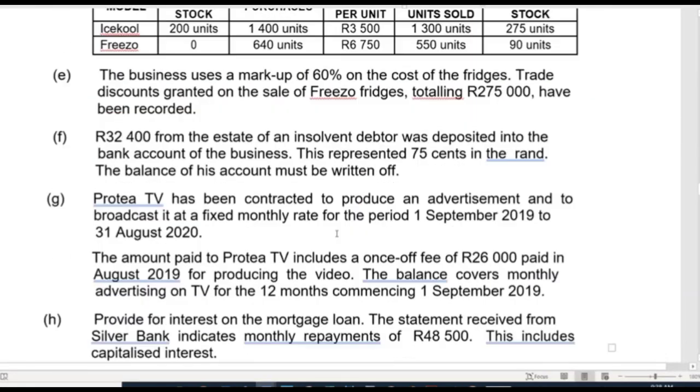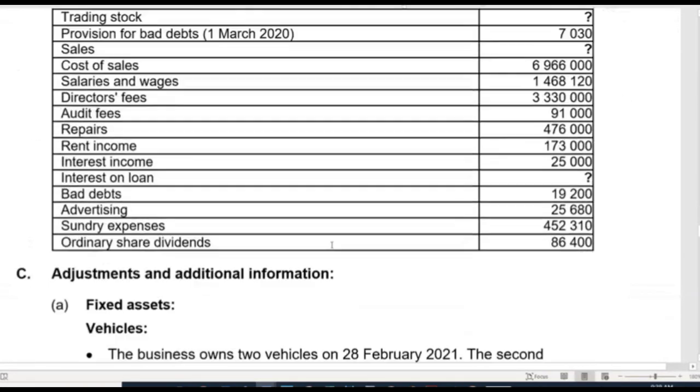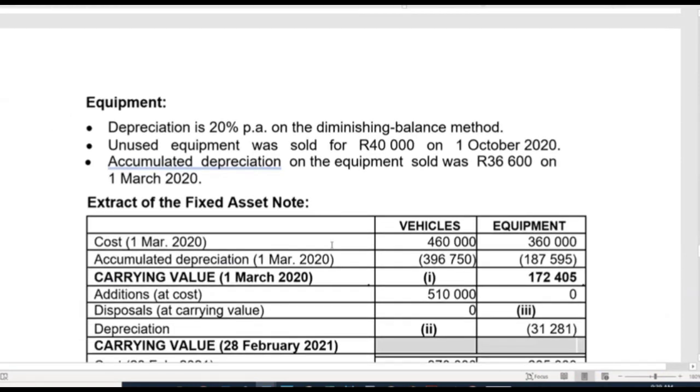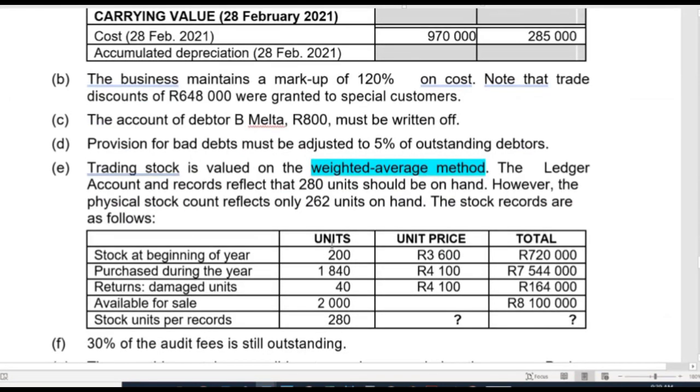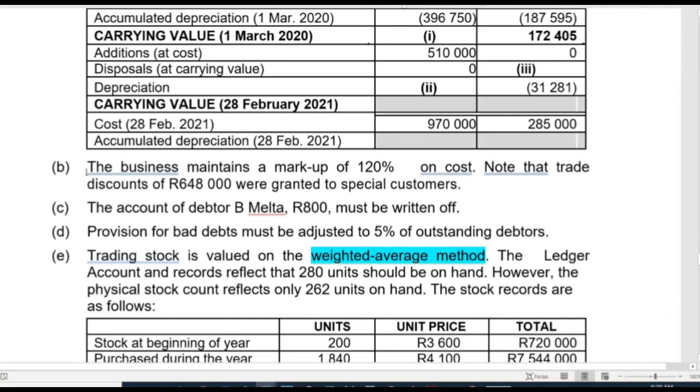So what you're going to do now is activity two. And activity two starts with B. Okay, I want you to do B with me. That one, I just explained the trade discount now. So we're activity two now. And we don't have a lot of time. We have 20 minutes left. I'm just going to pick out a few adjustments that you can do and practice.